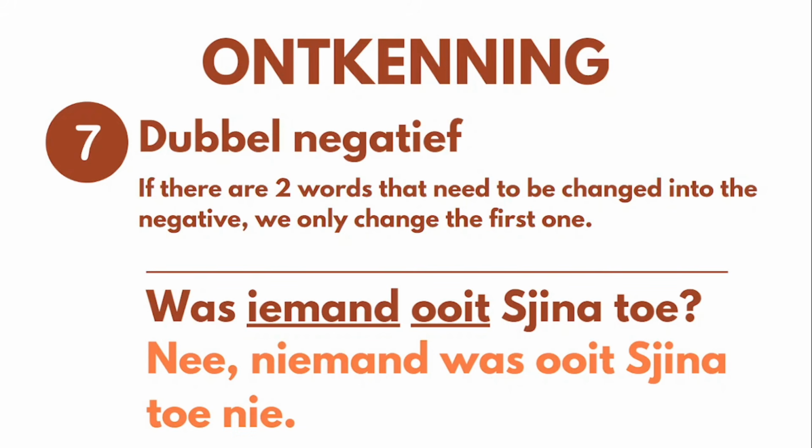So here there's actually a lot of things happening. You have a double negative, you have a question, and a question has three things that you need to observe, remember. So you need to apply all of those things. So the first one, when it comes to a question, is answer the question: nee, comma. Now it said if you have two that need to change into the negative, you need to change the first one. So you choose iemand. So now your iemand becomes niemand. So: nee, niemand was ooit China toe nie. Okay, and then you must also remember the nie at the end.